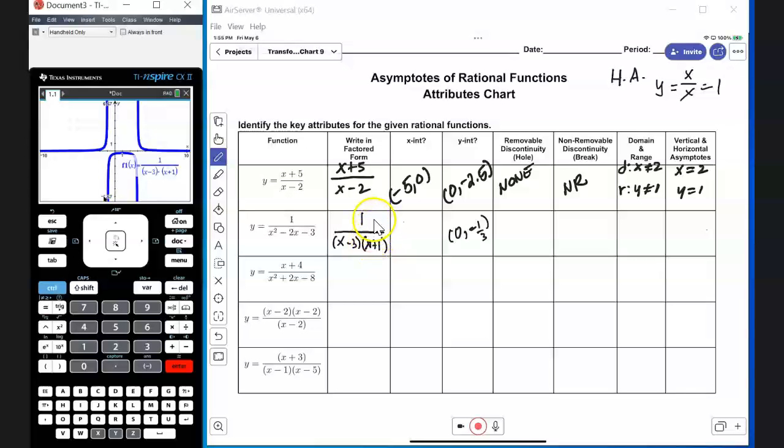Look at your factors. Do you see a common factor in the numerator and also in the denominator? No, you have x minus 3, you have x plus 1. Do you see that in the numerator? Are you all listening? We have x minus 3 and x plus 1. Do you see that in the numerator? So are we going to have a hole? So what do you write? What type of discontinuity is it? Is it the one with the hole? We just said none, right? So what is it going to be? Non-removable.